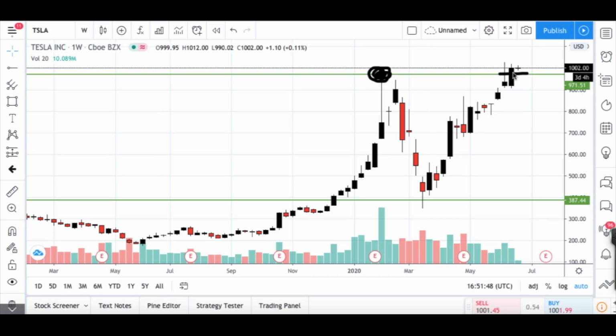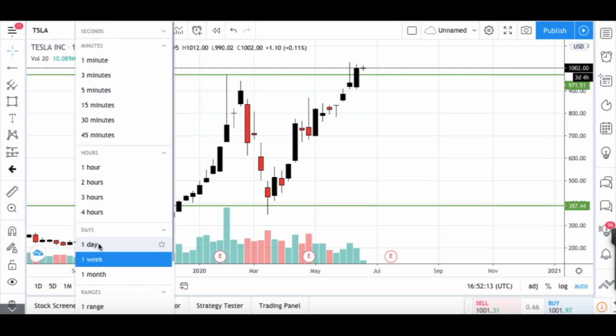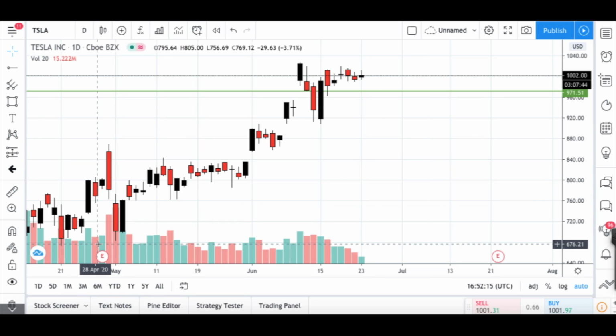We have what the market always does. The market broke out. We are now pulling back. We are waiting for the signal to get into long. Okay, this is how it should work out. So we're going to move down to the 1-day chart to see what happened.